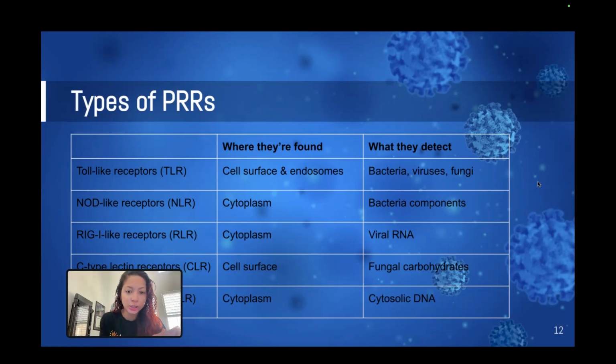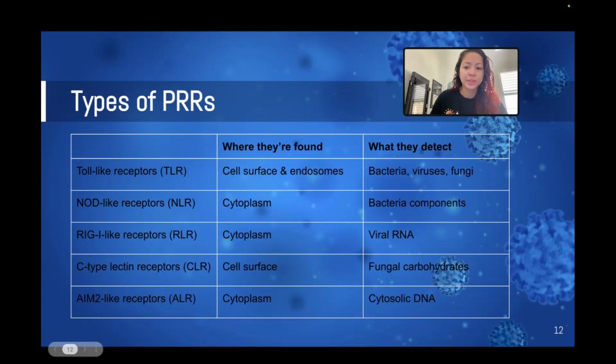a chart so you can see toll-like receptors, TLR. They are found on the cell surface and endosomes, and what they detect is bacteria, viruses, and fungi. Nod-like receptors, NLR, are found in the cytoplasm and they detect bacterial components. RIG-like receptors, RLR, are in the cytoplasm, and they detect viral RNA. C-type lectin receptors are found on the cell surface, and they detect fungal carbohydrates, sorry.